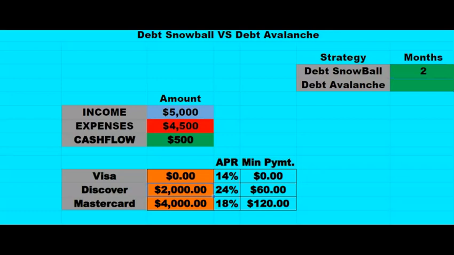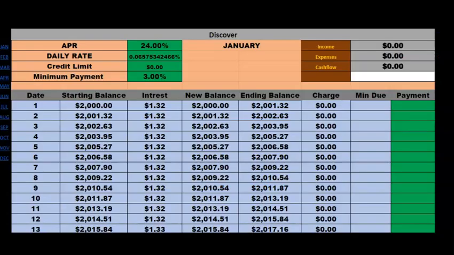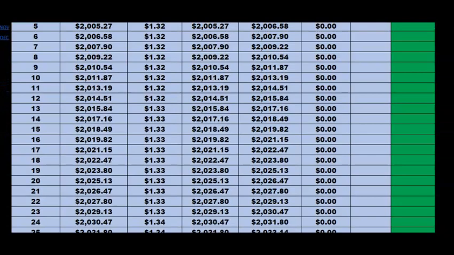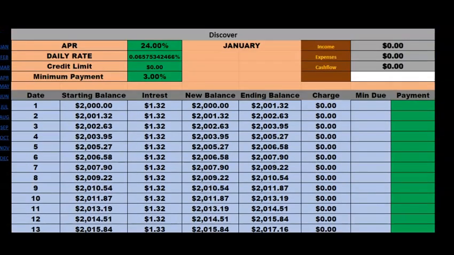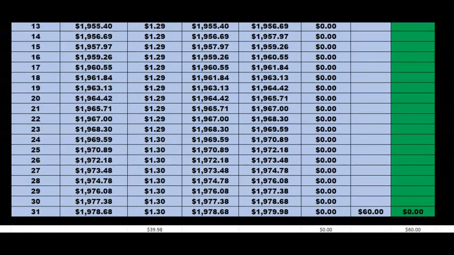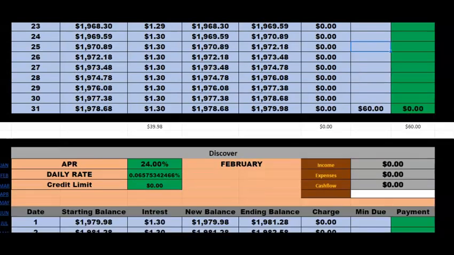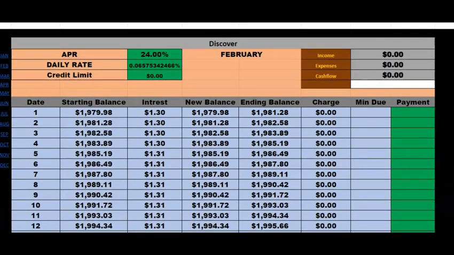So we'll tackle our next lowest debt now, which is the Discover card. $2,000 at 24% interest. We have our Discover card with a $2,000 starting balance at 24% interest rate, and our minimum payments are $60. So we're in month 2, so $60, and then we made that Visa payment in February, and we had $53.99 left over. So we will take our cash flow of $500.